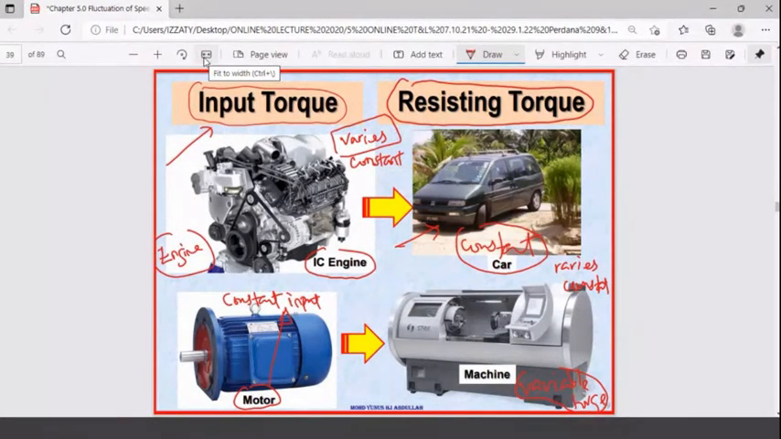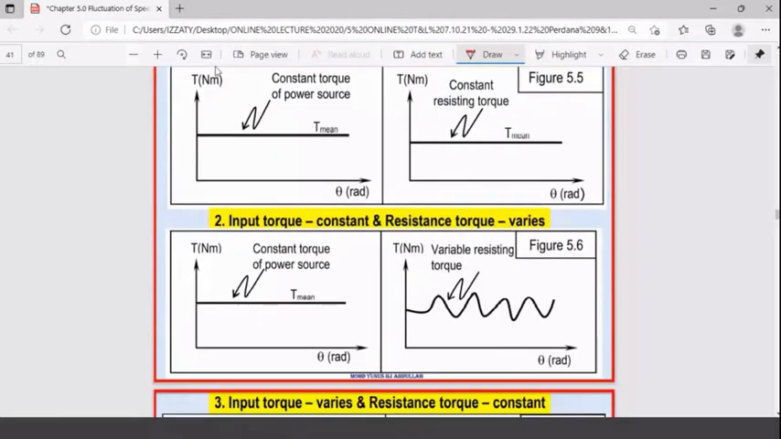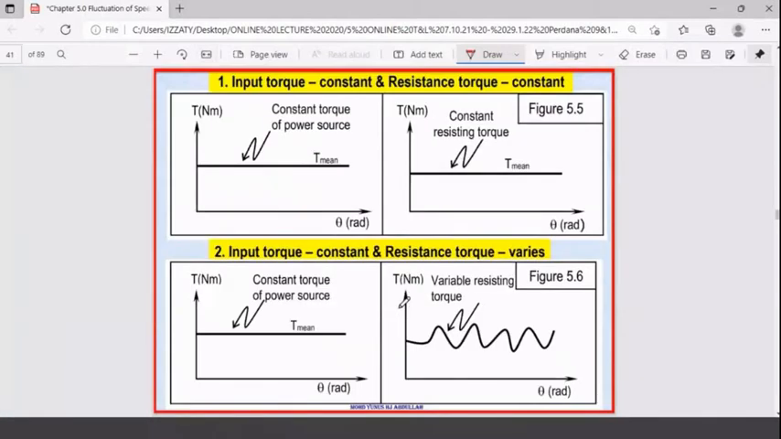The graph will provide you all the parameters: what the input torque is, whether the input torque coming from the engine or motor is constant or not constant, as well as the resistant torque coming from the vehicle and the machine, and which part of a vehicle or machine gives you constant and variable torque. So it will be presented by this. It is much easier when people present to you in a graph rather than in the actual model, isn't it? So look at here. This one is the input torque, this one is the resisting torque. Here you have constant torque.